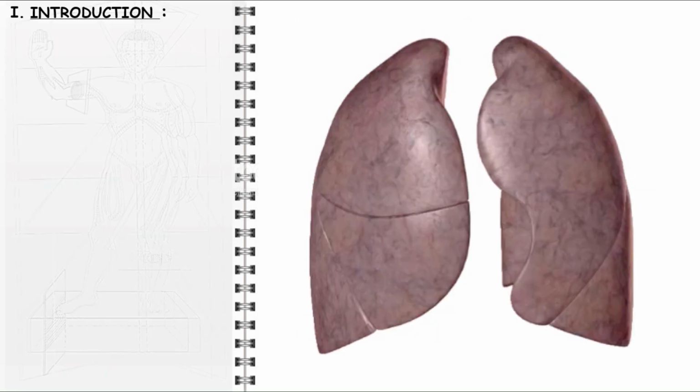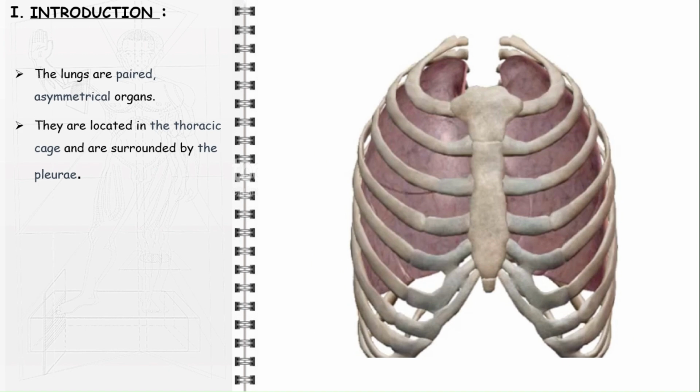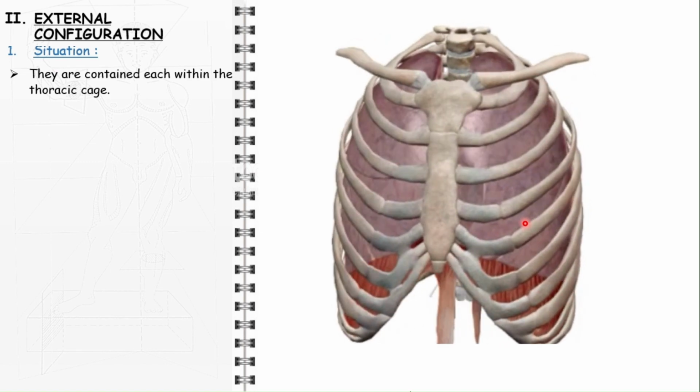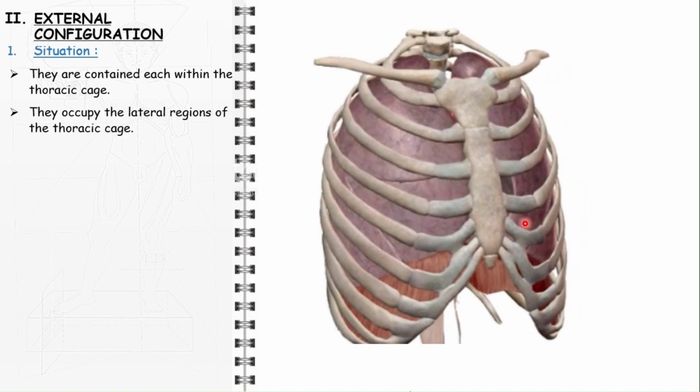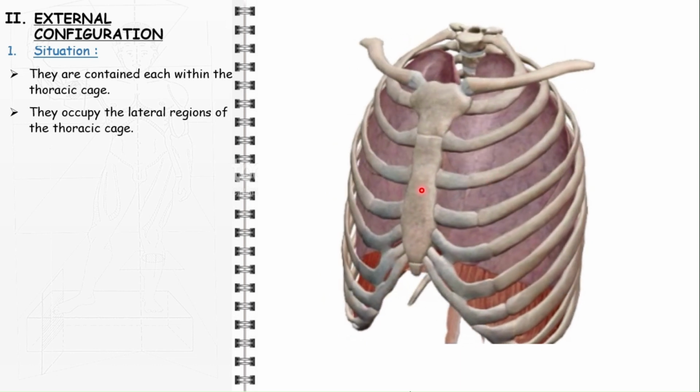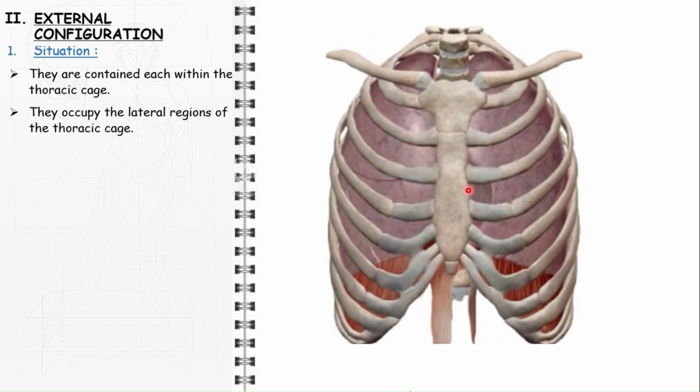The lungs are paired, asymmetrical organs where gas exchange takes place, ensuring hematosis. They are located in the thoracic cavity and are surrounded by the pleurae. First, we will go over the external morphology or configuration of the lungs. Contained within each pleural cavity, the lungs occupy the lateral parts of the thoracic cavity, on either side of the mediastinum, to which they are connected by the pulmonary pedicles.